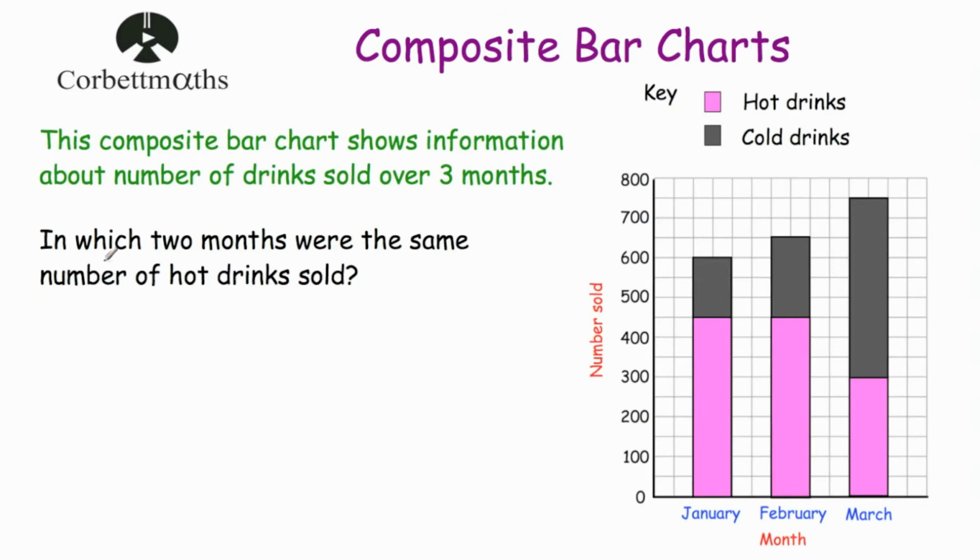So our next question says, in which 2 months were the same number of hot drinks sold? So we're looking at the pink sections because that's the hot drinks, and we're looking for 2 months where this is the same number sold. So as you can see here, in January there were 450 hot drinks sold. In February, again there were 450, so it's going to be January and February. And in March you can see there was less hot drinks sold. So the 2 months where there was the same number of hot drinks sold were January and February.